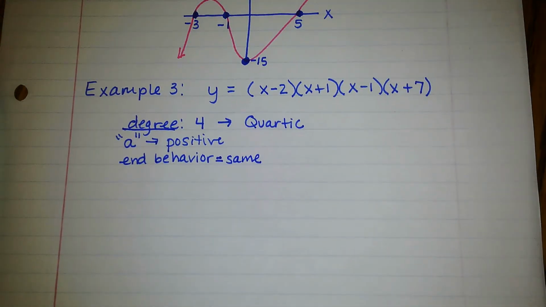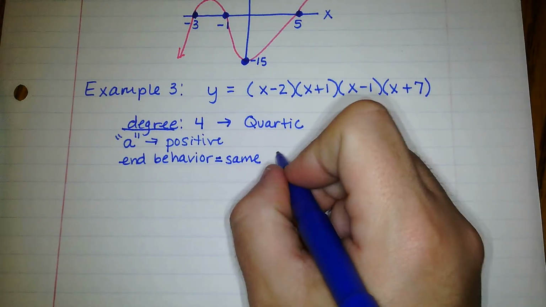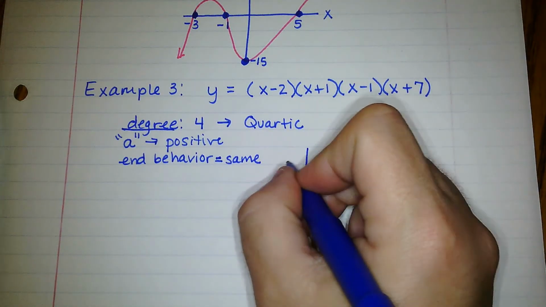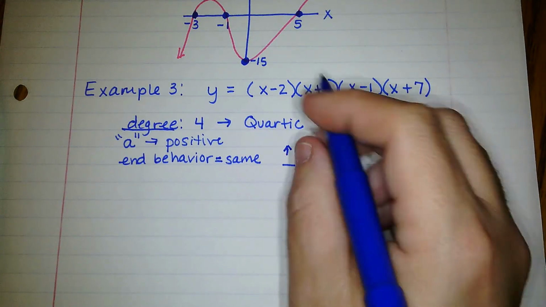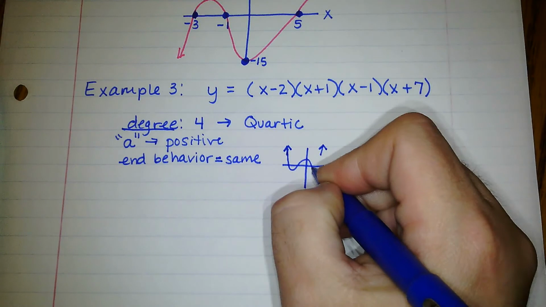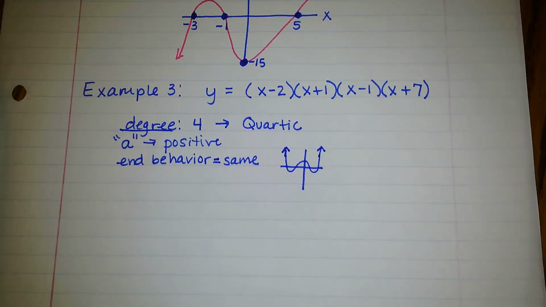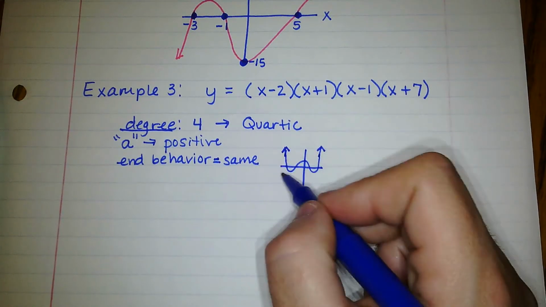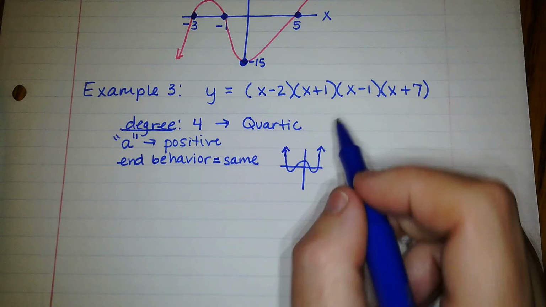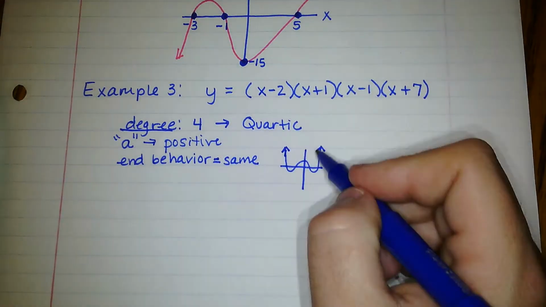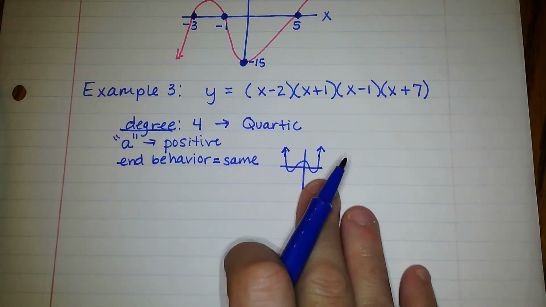And so we have to decide, because A is positive, our quartic is going to start up and end up. And most of the time, quartics make a W shape of some sort. Now, sometimes the W's get a little warped, but you should still be able to see somewhat of a W. If the A was negative, it would look more like an M. So now we know the basic shape.